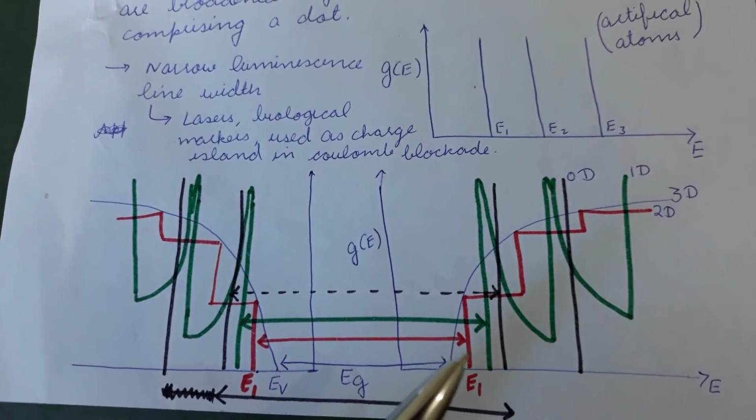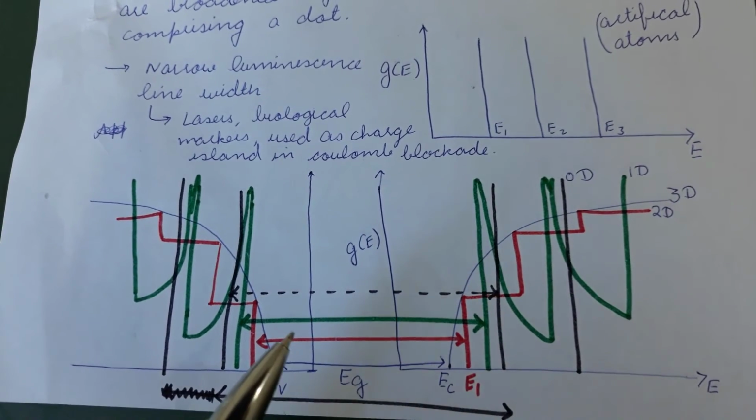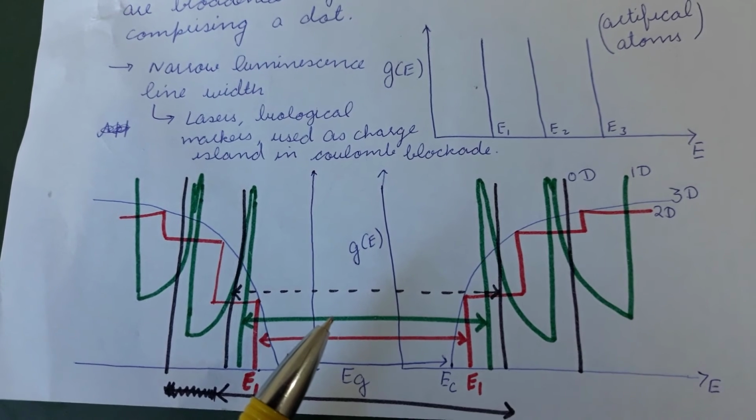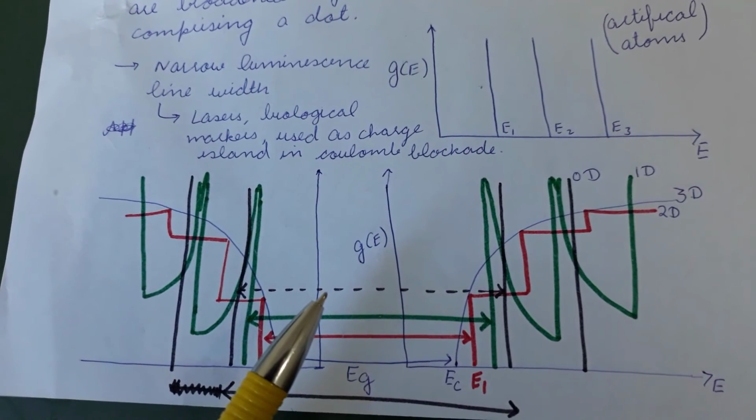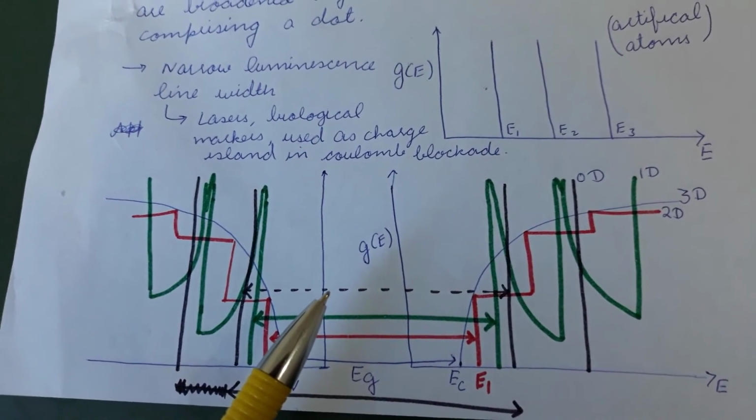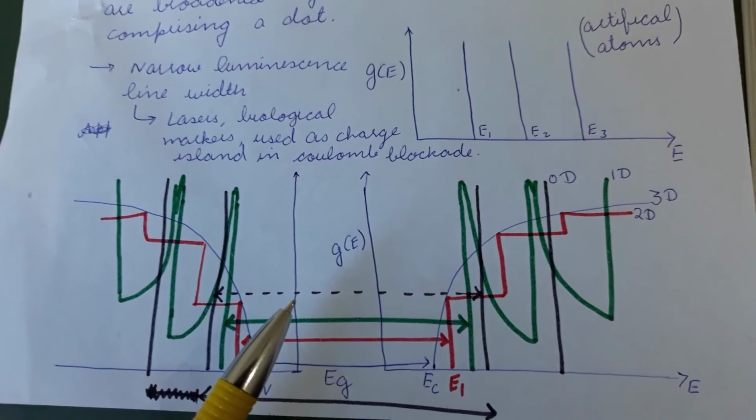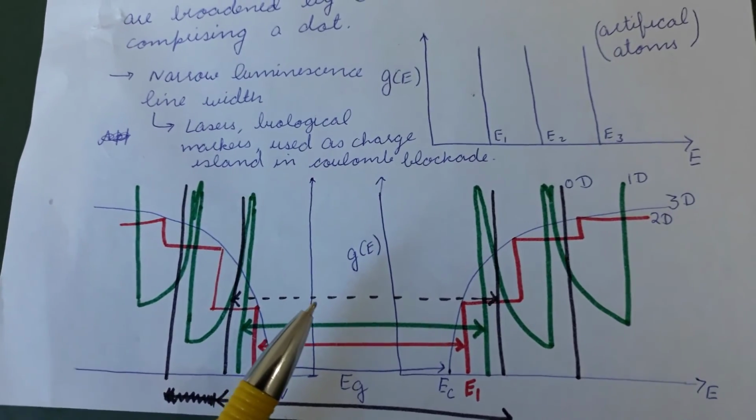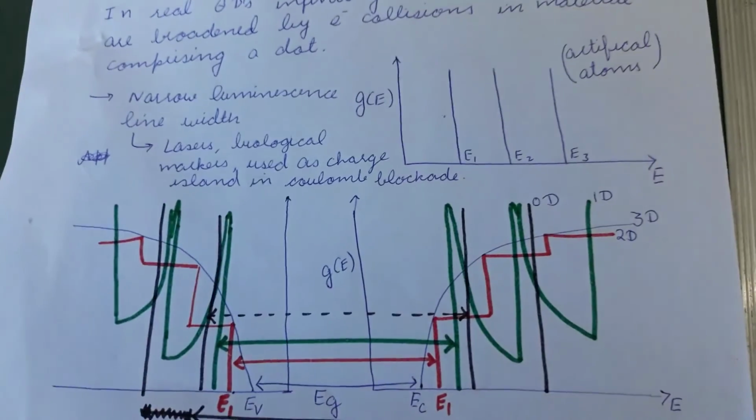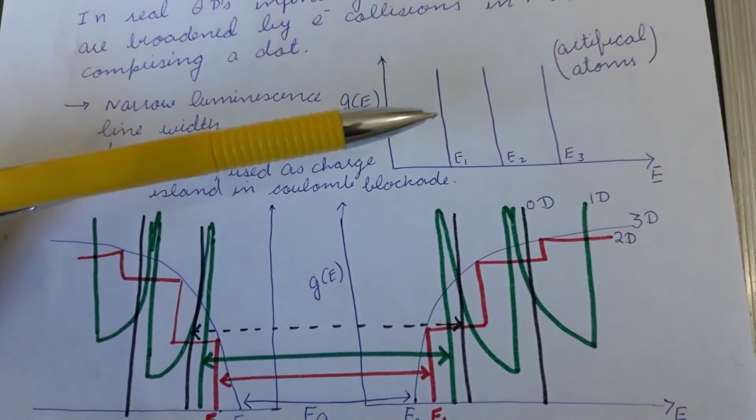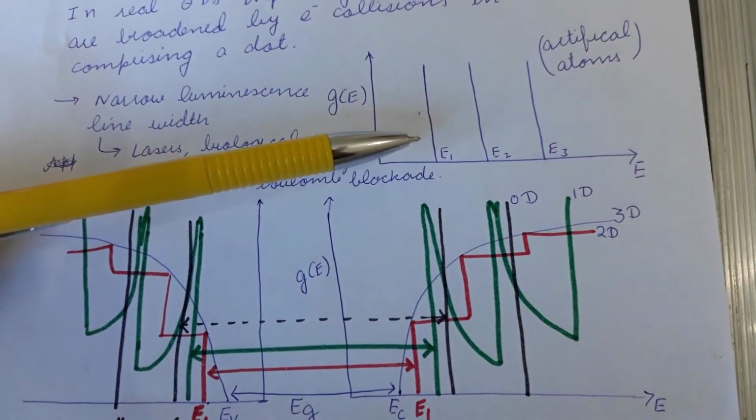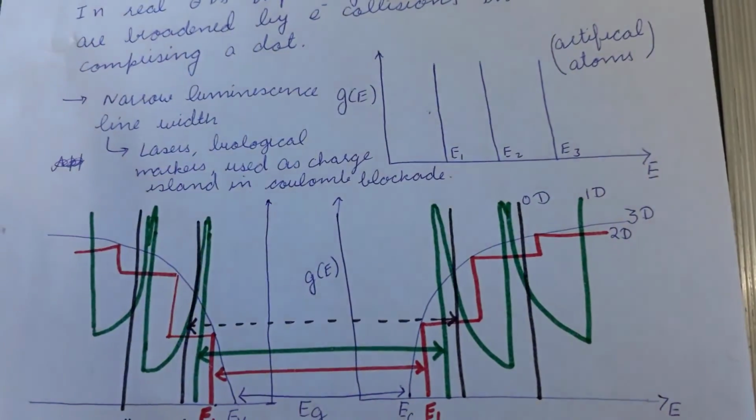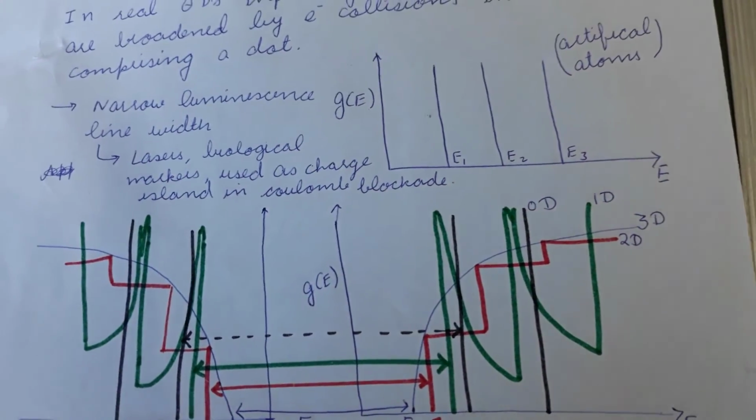For a two-dimensional material, the band gap will increase, which is shown in red. For a one-dimensional material, it will increase further, and the band gap will increase much more in the case of a zero-dimensional material. Much more confinement is observed in a zero-dimensional material. Quantum dots are called artificial atoms, not because they are actually atoms, but because they have discrete states.